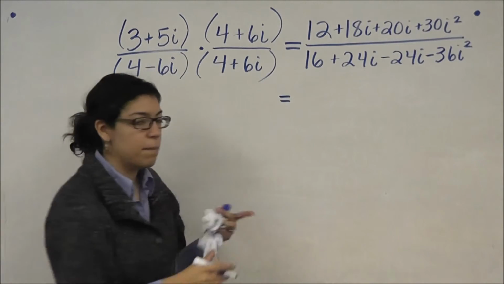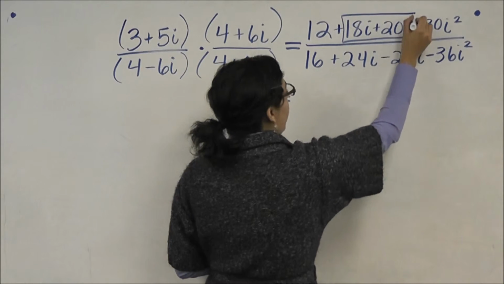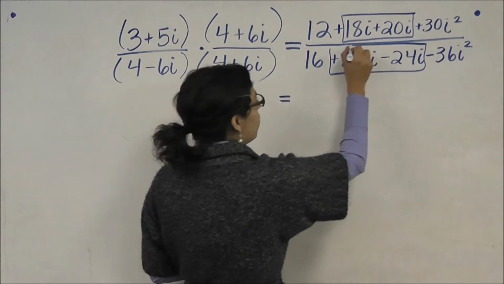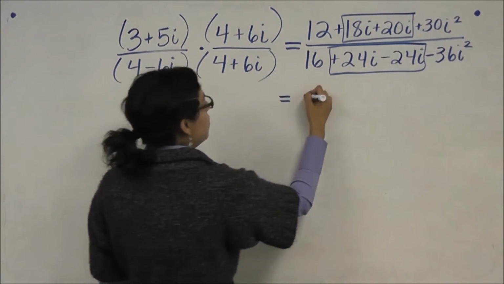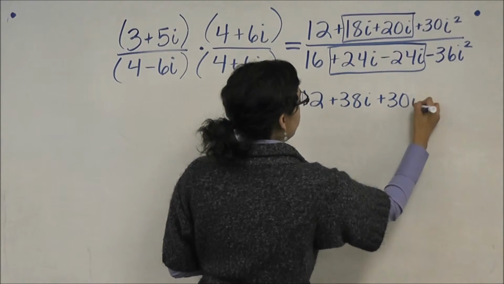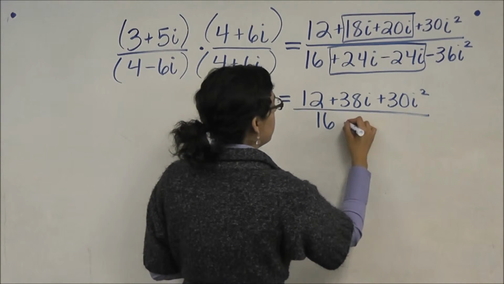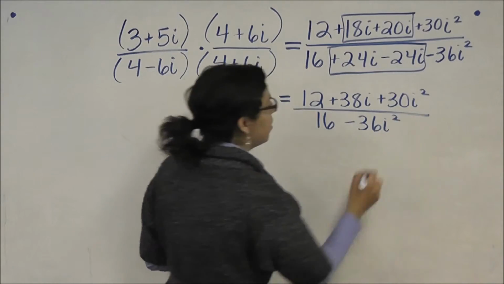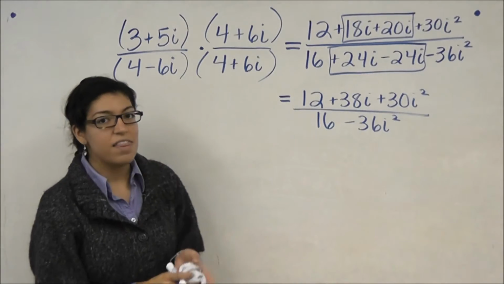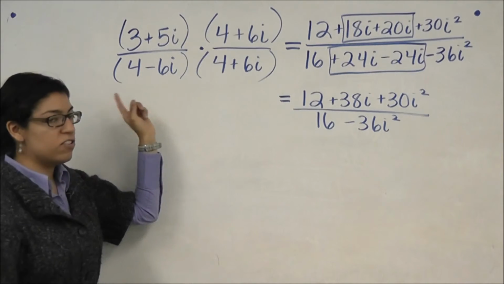So we have a lot of numbers going on here, a lot of i's, and we can clean this up quite a bit by combining like terms. I'm going to combine the 18i and the 20i in the numerator, and I will combine the positive 24i and negative 24i in my denominator. So this becomes 12 plus 38i plus 30i squared. My denominator is now 16 minus 36i squared. The 24i and the negative 24i canceled out, and that's not by accident, that's by design. That's why we specifically chose to multiply by the complex conjugate of our original denominator.